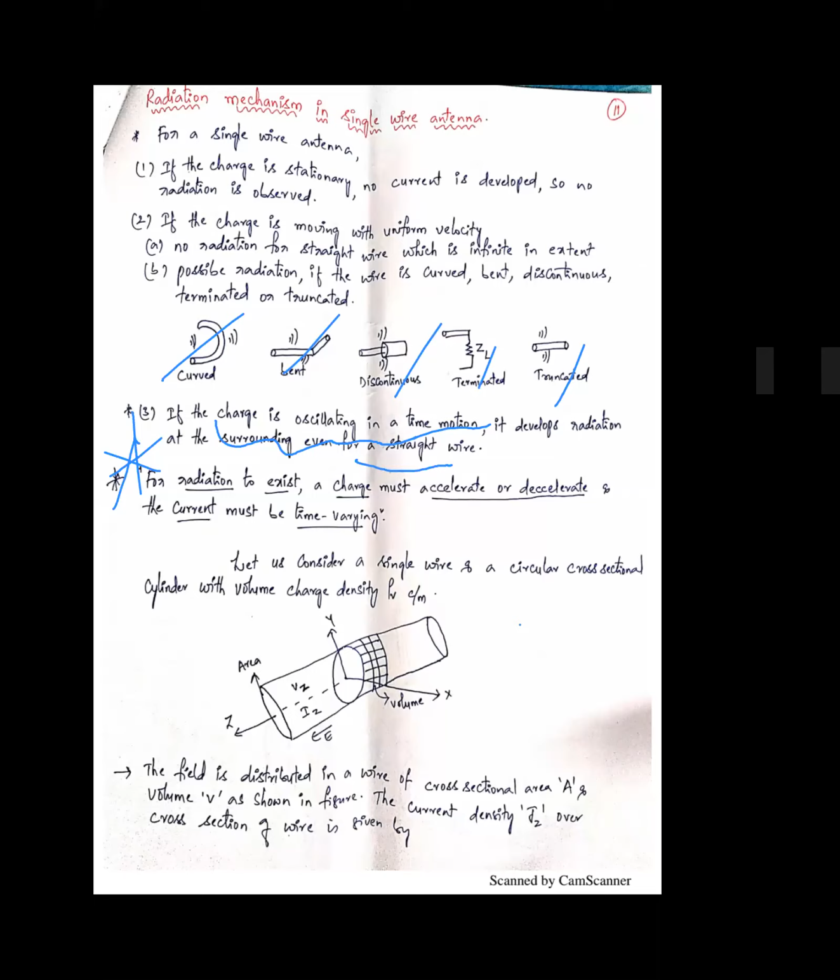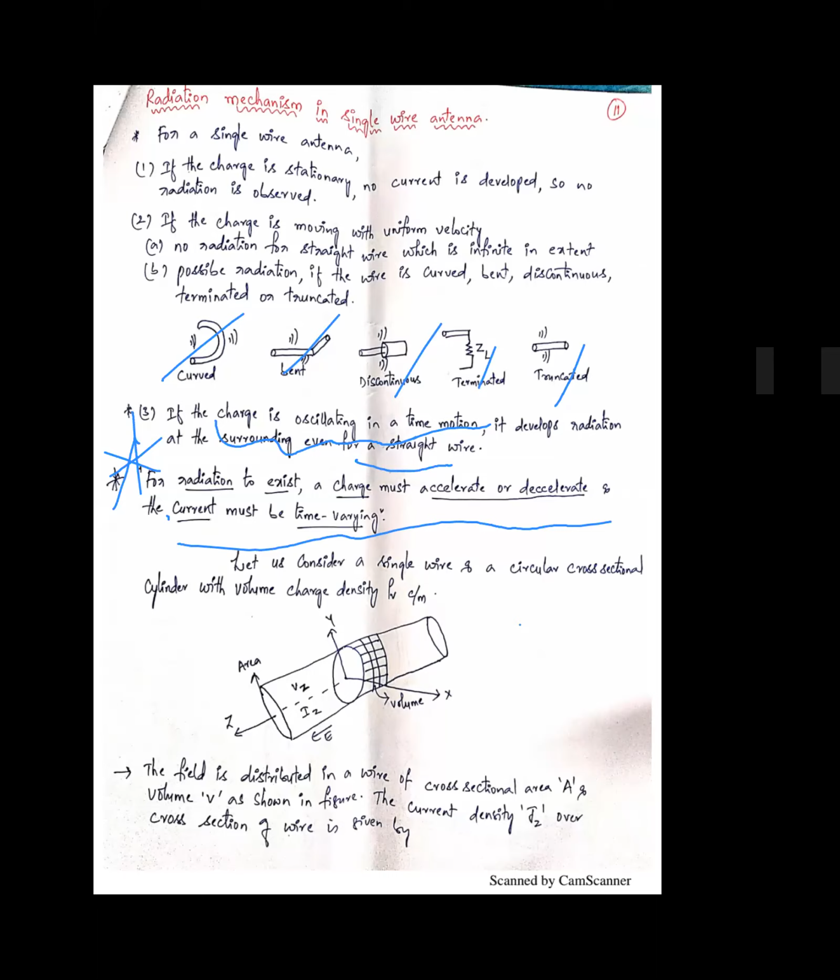But the most important point is coming now. For radiation to exist, a charge must accelerate or decelerate. Means a charge has to move in the forward direction or backward direction. Accelerate means in the forward direction, decelerate means in the reverse direction. And the current must be time varying. What I mean to say is current should depend on time.